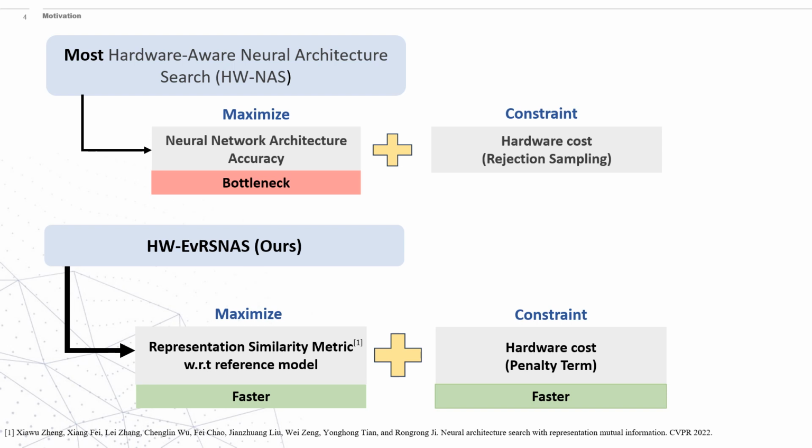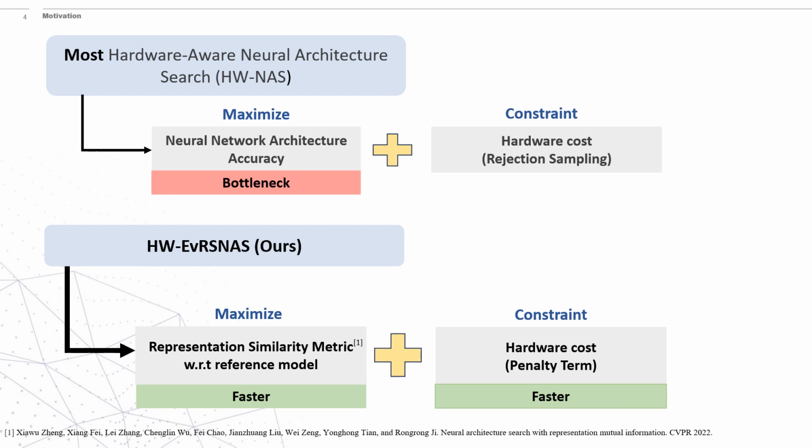In contrast, our proposed method searches for neural architecture with maximal representation similarity metric with respect to a reference model. The representation similarity metric measures how similar the hidden layer representation of an architecture is with respect to the reference model. This is in general faster than calculating the accuracy of the architecture because representation similarity metric measurement requires a single training batch. For the hardware constraint, we use a penalty term which penalizes the search method whenever the hardware cost of the sampled architecture does not satisfy the hardware cost constraint.